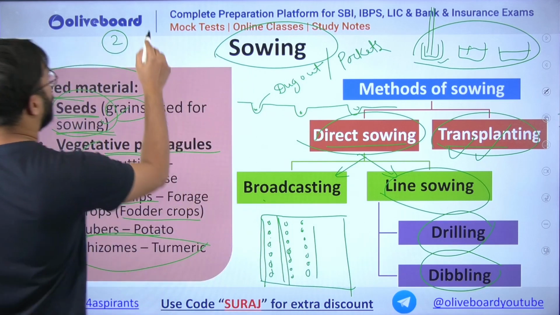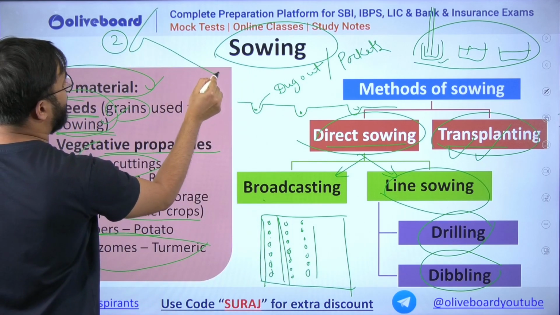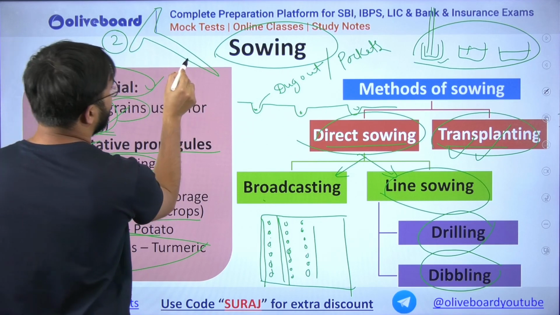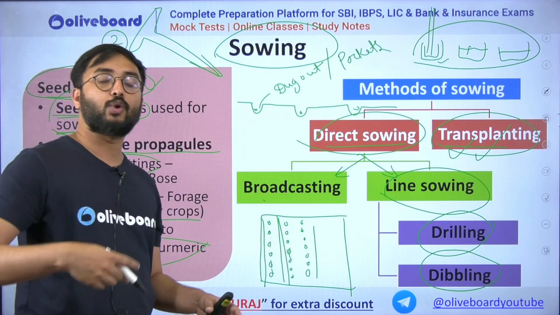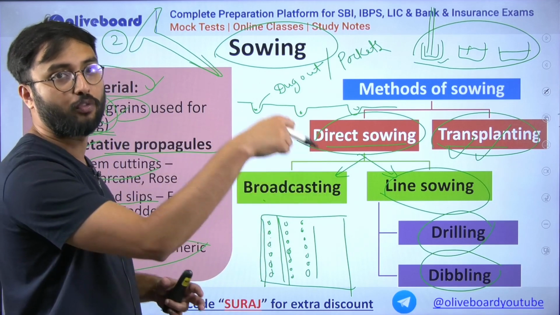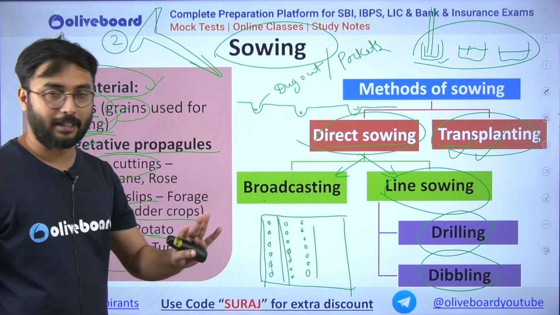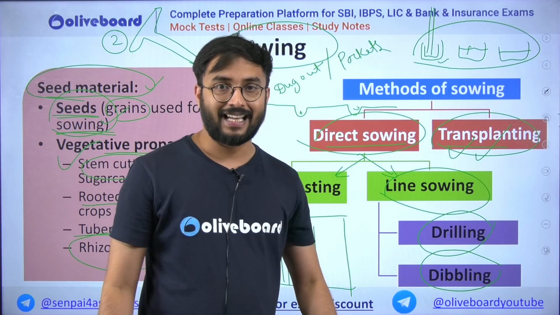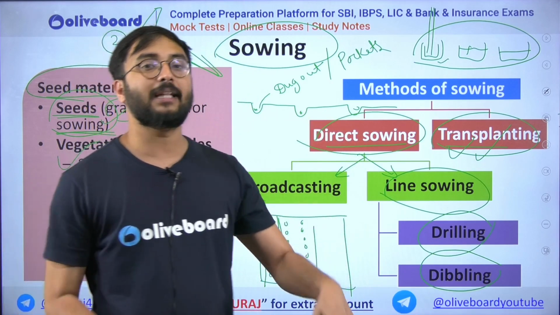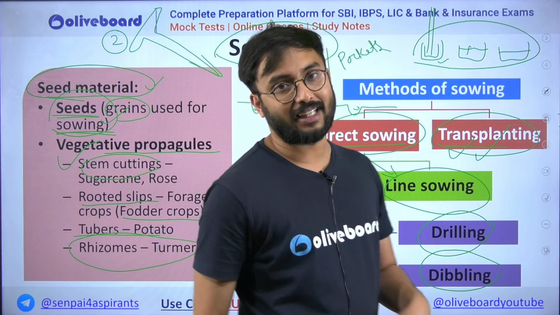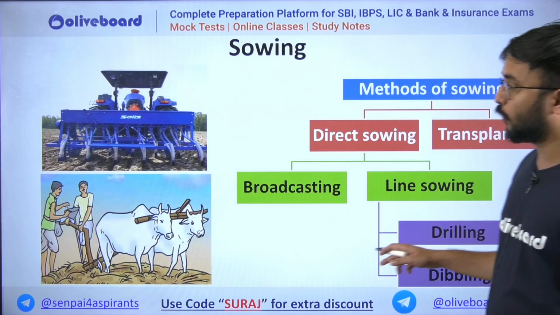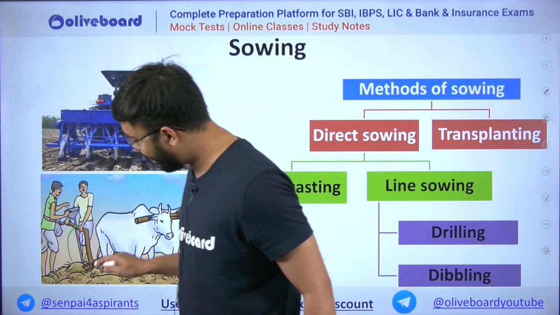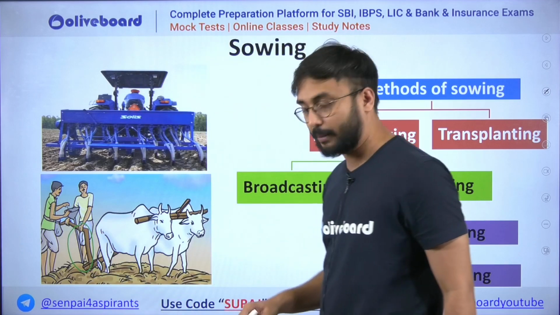Dibbling is generally done with an instrument which is called a dibbler. So this is a pointed device, the dibbler, through which you create small pockets in your field, one at a time. Whereas drilling, if you see, at a time multiple holes or pockets are created. So this is your dibbler. So in line sowing, you could see this is one type of the dibbler.